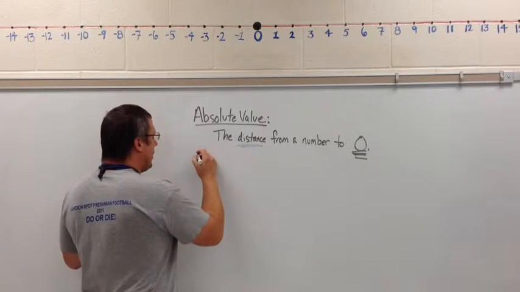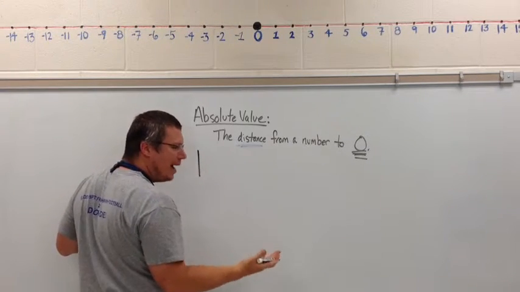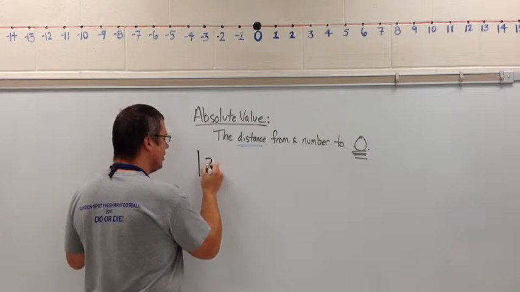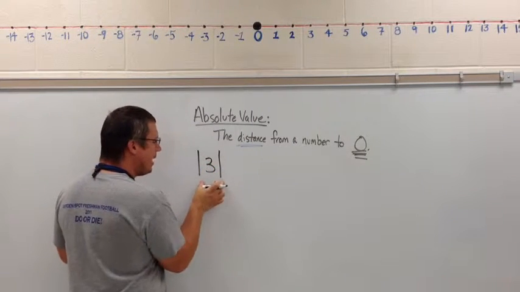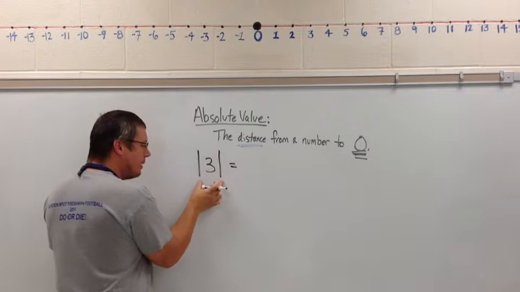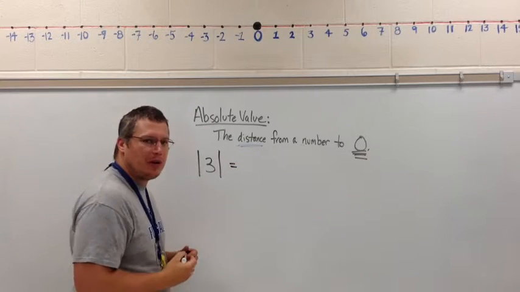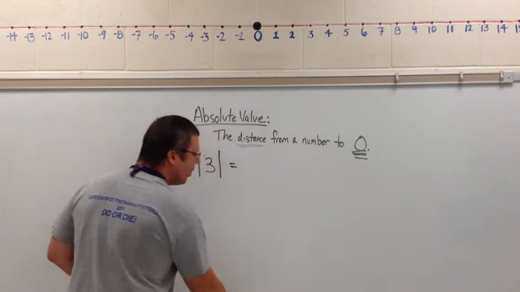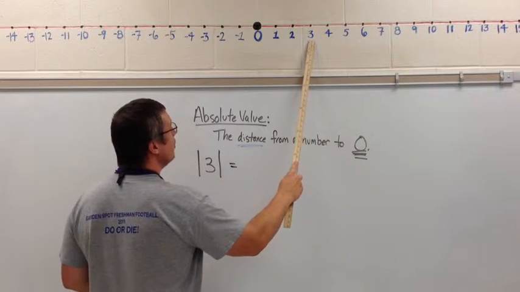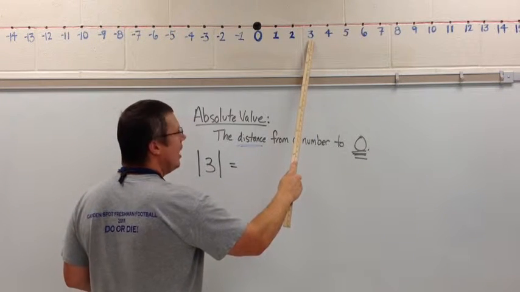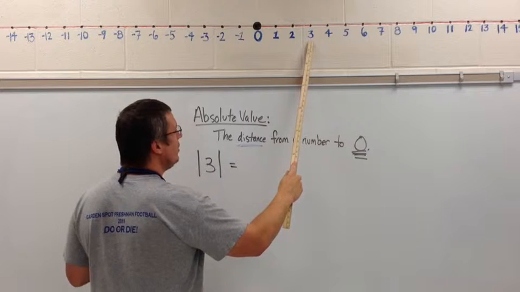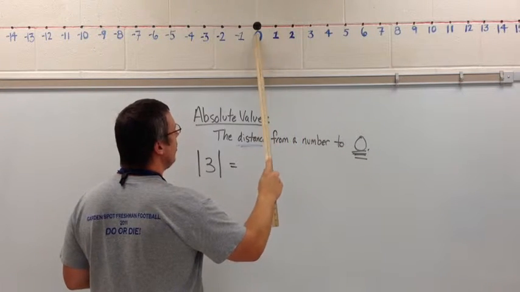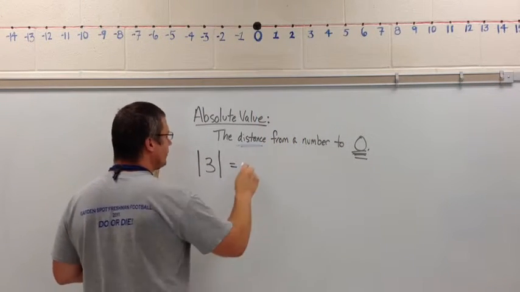The symbol for absolute value, or how do you know you have an absolute value question, is this. It'll be a number with straight bars beside it. So this picture is asking, what's the absolute value of 3? How far is the number 3 away from 0? Now, you can use a number line, or you can just get to a point where you say, oh, 3 is 1, 2, 3 spaces away from 0.